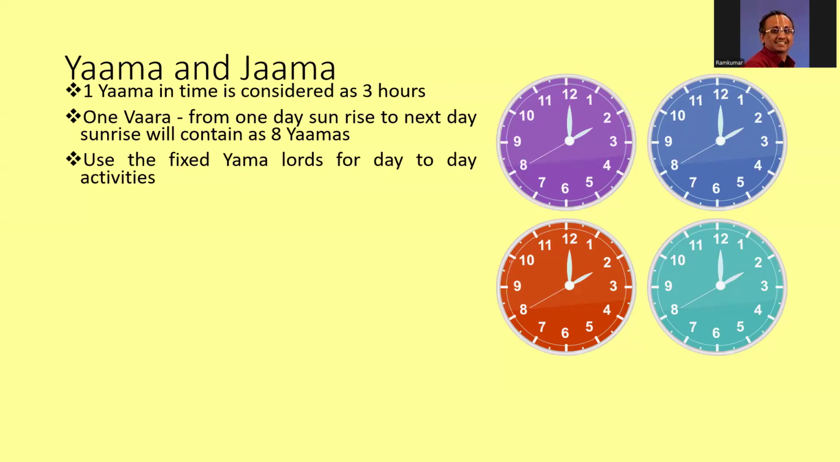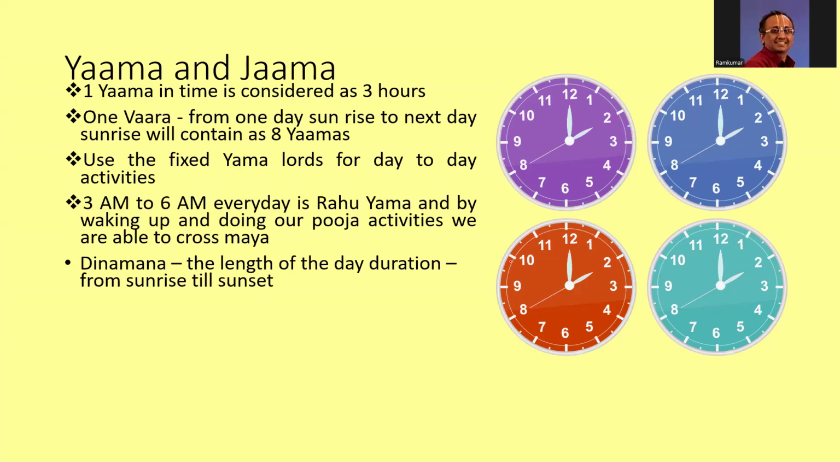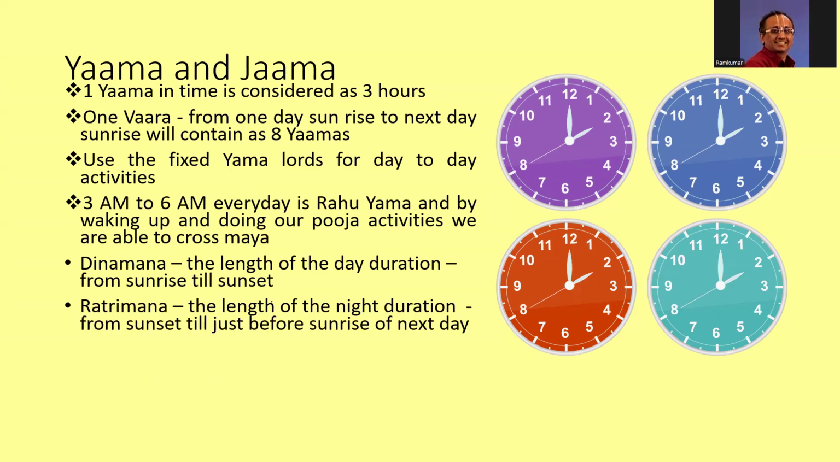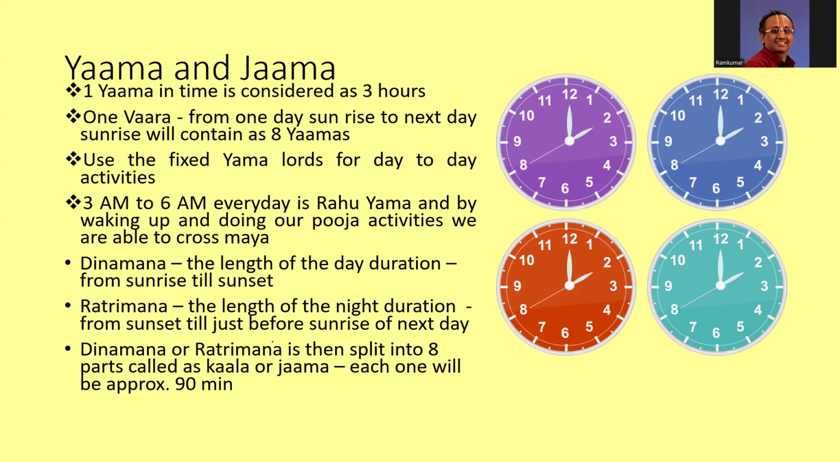Now, Jama. Before that, two more terms. Dinamana is the length of the duration from sunrise till sunset. Ratrimana is the length of the night duration from sunset to just before the sunrise of the next day.